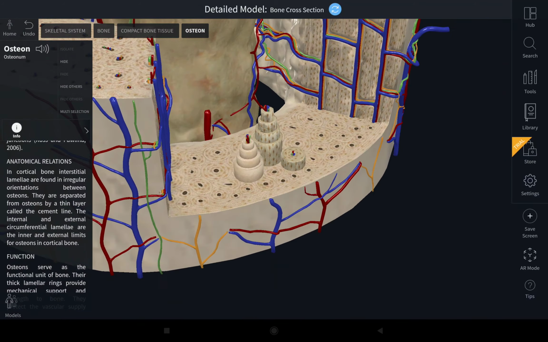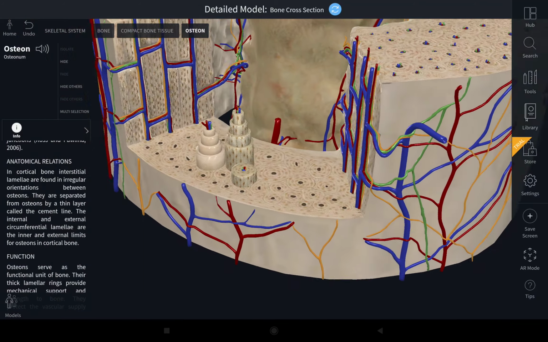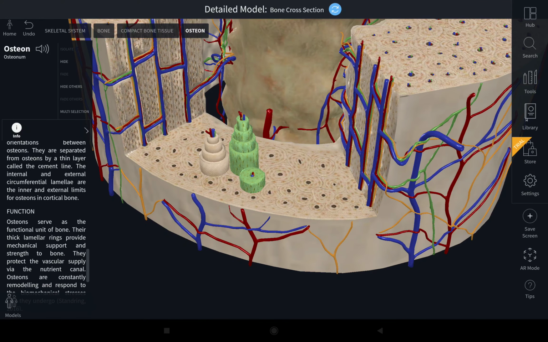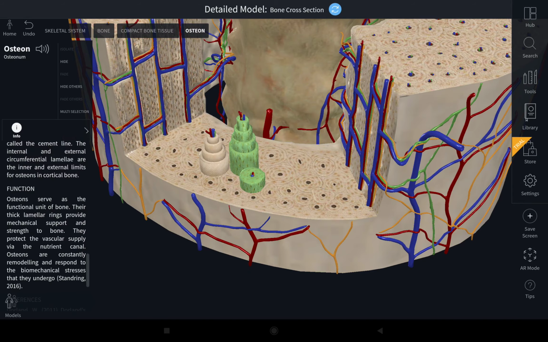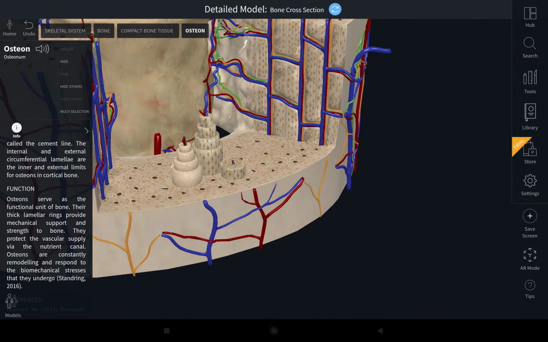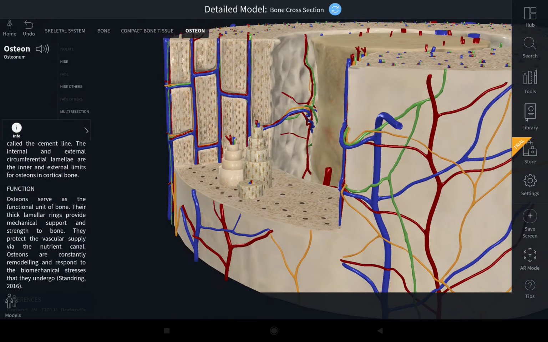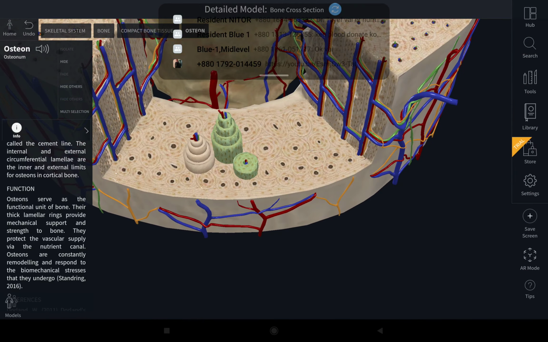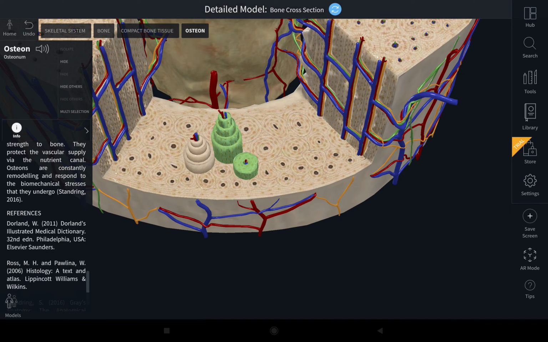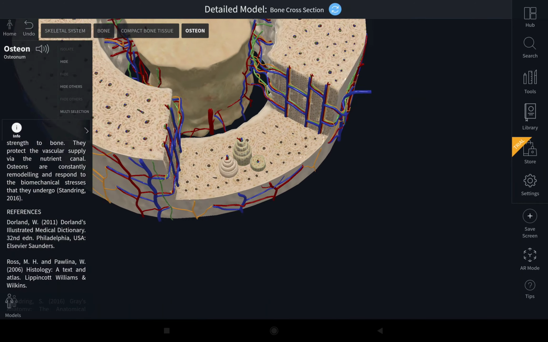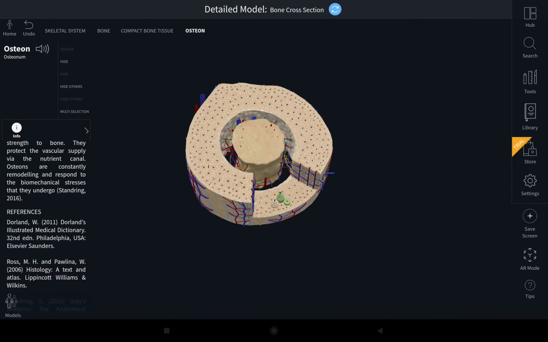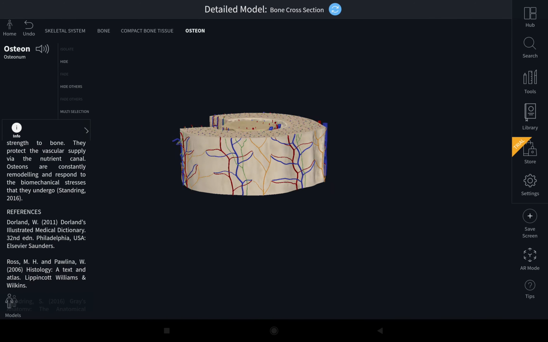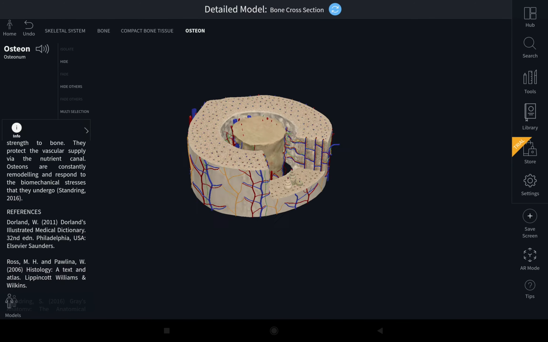Function: osteons serve as the functional unit of bone. Their thick lamellar rings provide mechanical support and strength to bone. They protect the vascular supply via the nutrient canal. Osteons are constantly remodeling and respond to the biomechanical stresses. So these are the basic concepts of osteology we should know.